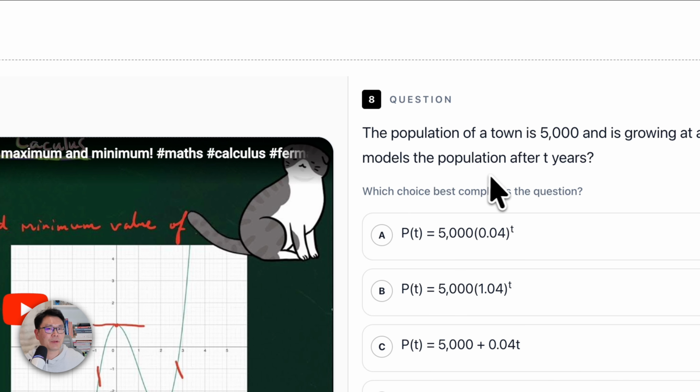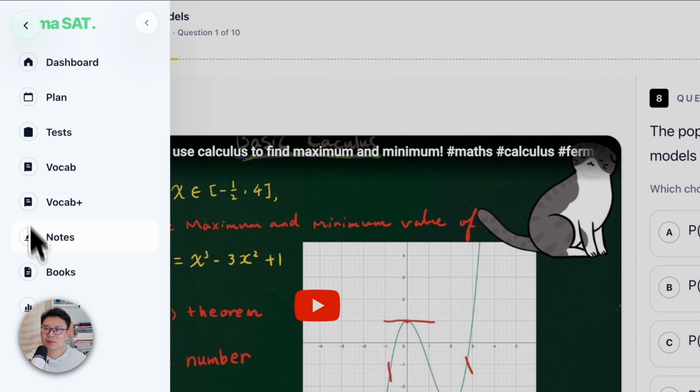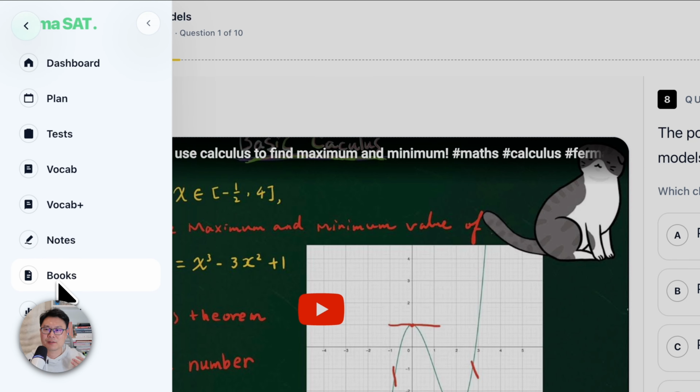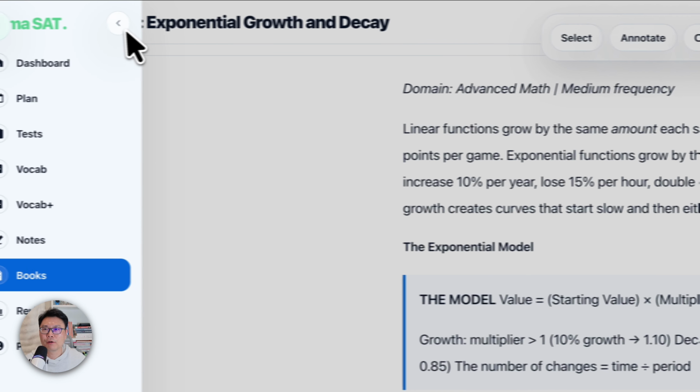For example, you have this problem here. The population of a town is 5,000 and it's growing at a rate of 4% per year. Which of the following functions P models the population after T years? We're going to go to the basics by looking at the chapter of the textbook. You can use AMMA to lead you to the textbook, or you can get to the textbook within a few clicks.